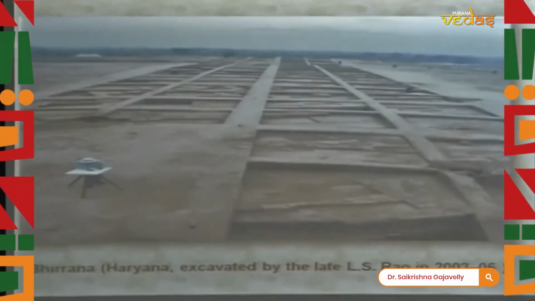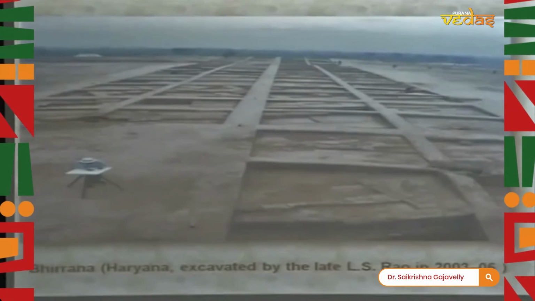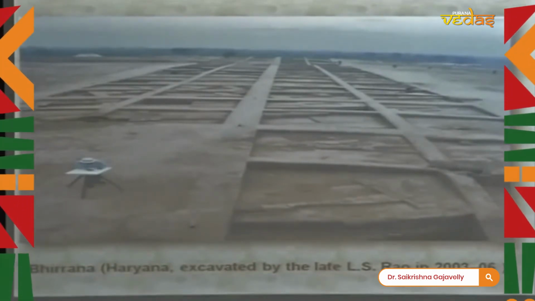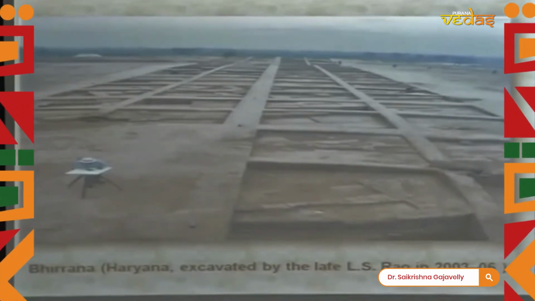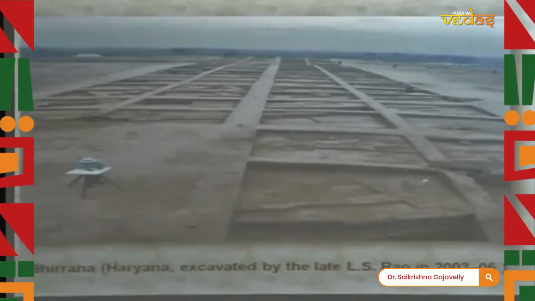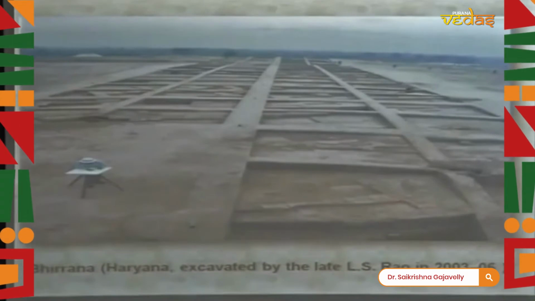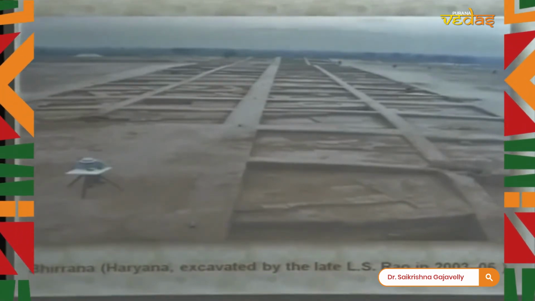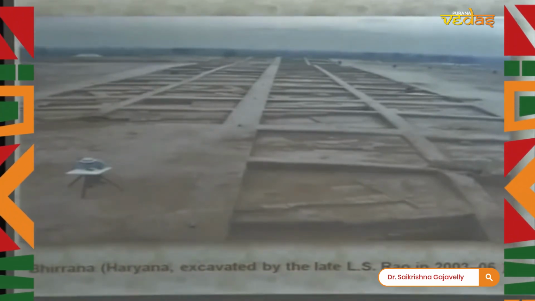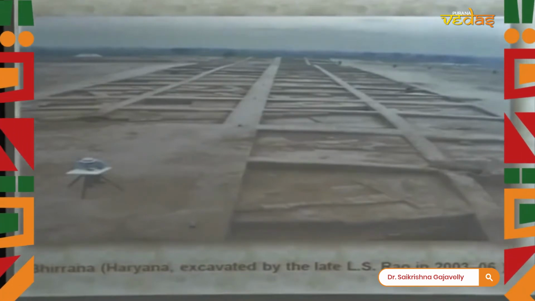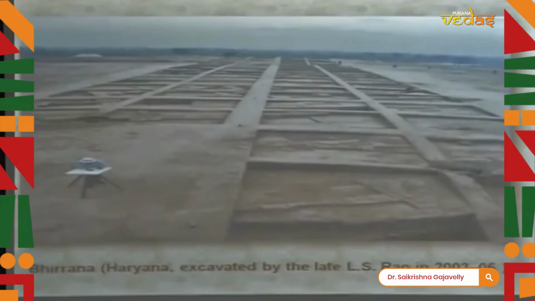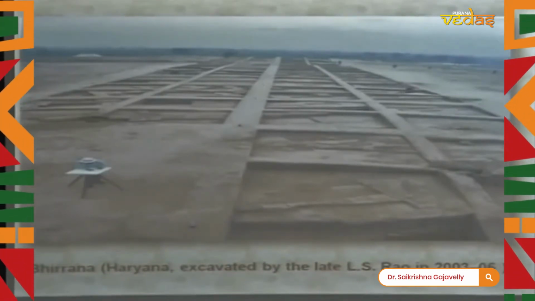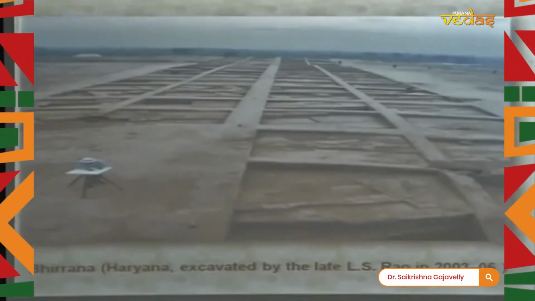So let's have a look at Birana, which was recently excavated in Haryana by the late archaeologist L.S. Rao. And you can see here some of the Harappan structures. What you see, in fact, first, something possibly 2500 BC, they are very shallow. There is not much soil above them, and this is not a natural situation. This means that a lot of topsoil has already been removed.